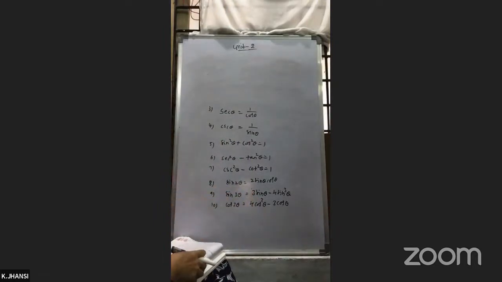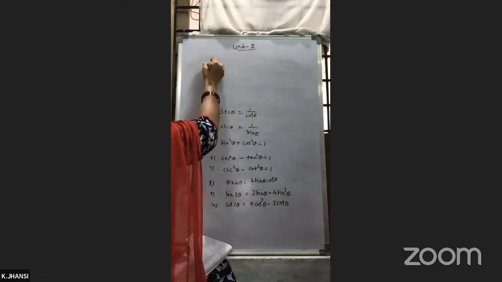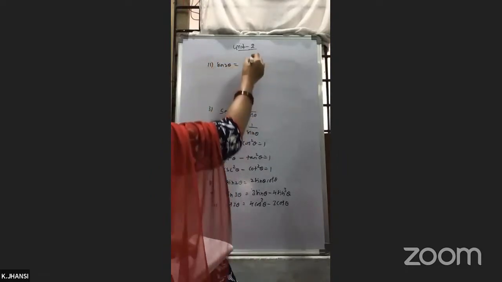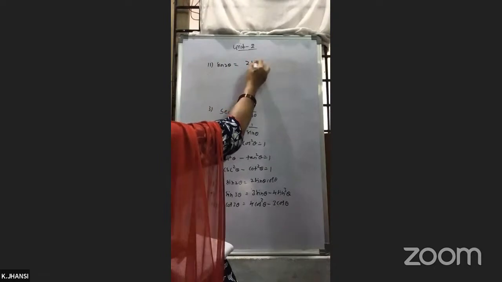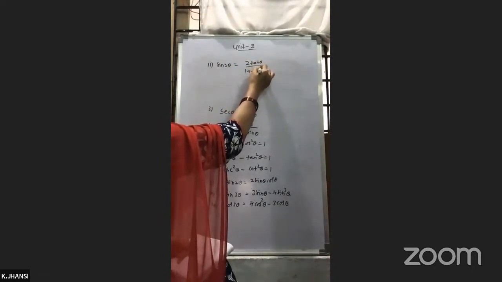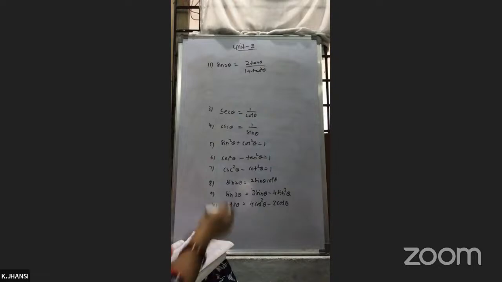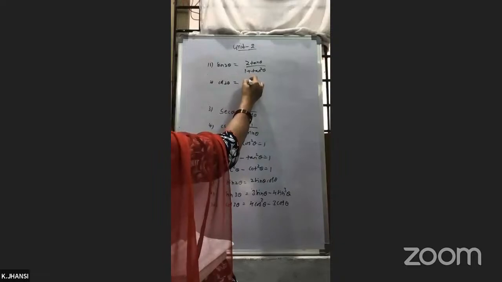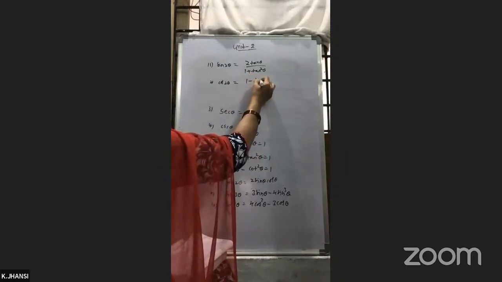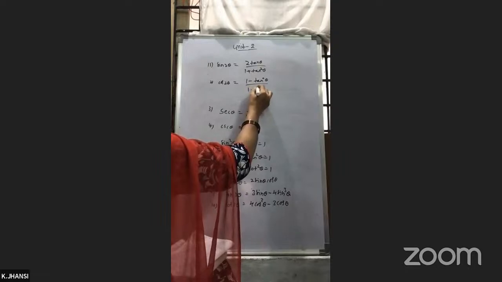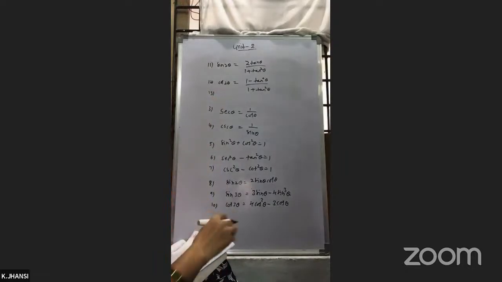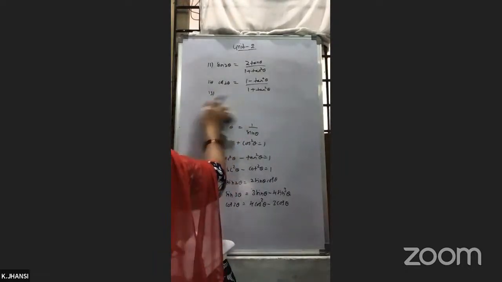And sin 2 theta in terms of tan we can also write. This is also useful in solving problems. In solving the third unit, it is very important. 2 tan theta by 1 plus tan square theta. Next, cos 2 theta we can also write in tan: 1 minus tan square theta by 1 plus tan square theta. 13th one, tan 2 theta itself.